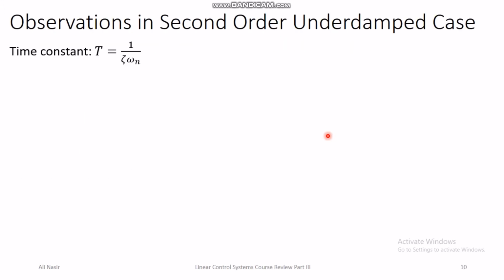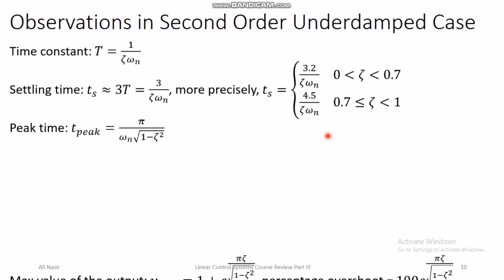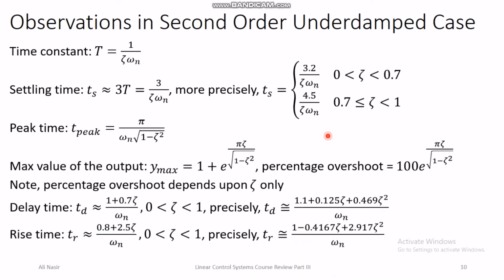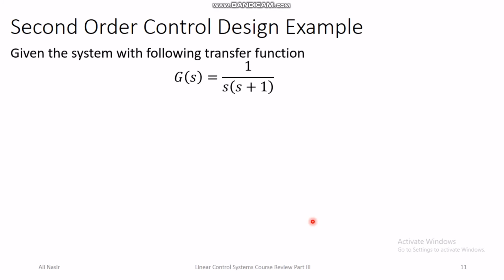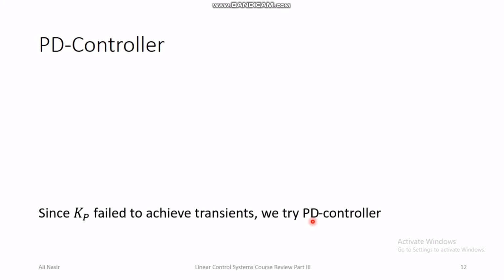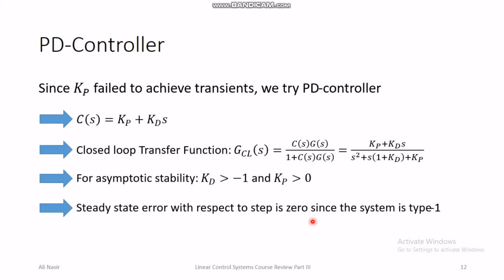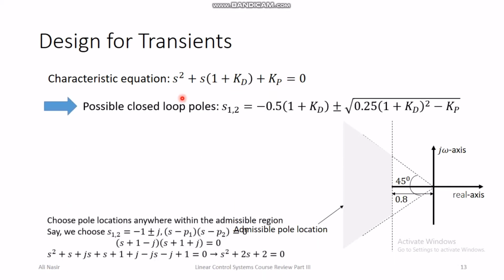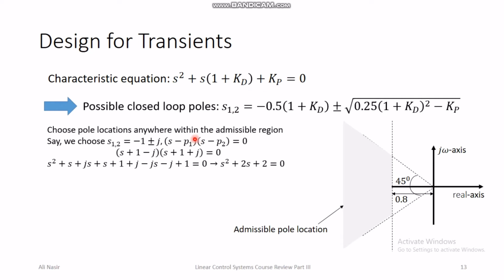Then there is the second order system: settling time, rise time, peak time, percentage overshoot, delay time. So we studied all the formulas for the standard second order system. Then we looked at the controller design example for the second order system, and we used the actual closed loop characteristic equation and the roots of the closed loop characteristic equation for this design. We looked at the actual characteristic equation, and we derived the desirable characteristic equation depending upon the requirements of the problem. And then, by comparing the coefficients, we designed the controller gains.